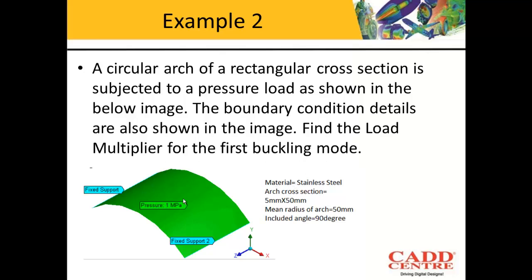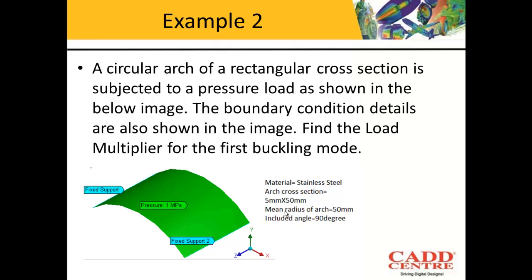The material that is going to be used for this arc is stainless steel, and the arc cross section is 5 mm into 50 mm. Mean radius of the arc is 50 mm, and the included angle is 90 degrees.